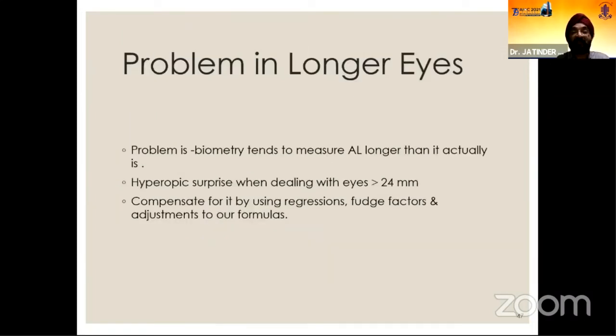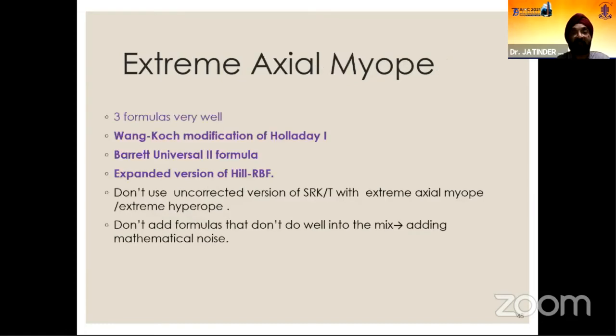The problem in longer eyes is that we are going to get a hyperopic surprise, because the biometry tends to measure axial length longer than it actually is. So what should be the formula in longer eyes? Three formulas are found to be working very well. That is the Wang-Koch modification of Holladay 1, Barrett Universal 2, and the expanded version of Hill RBF.